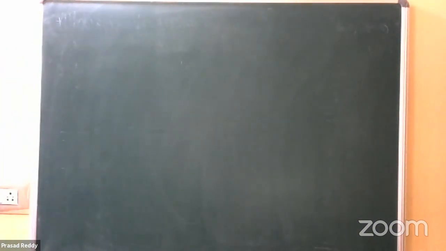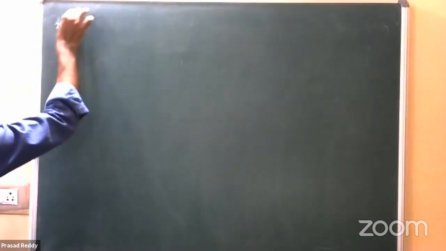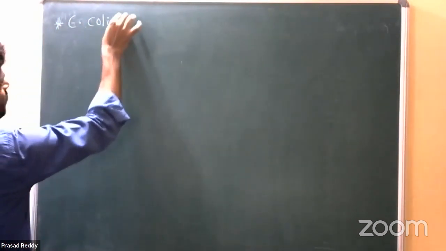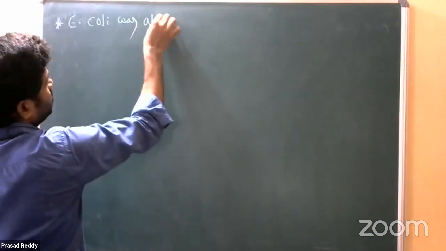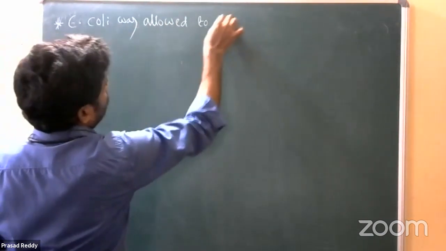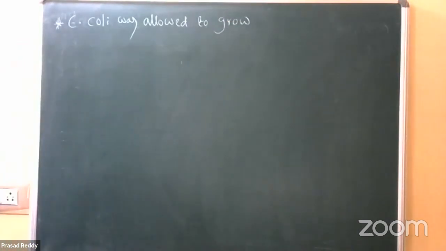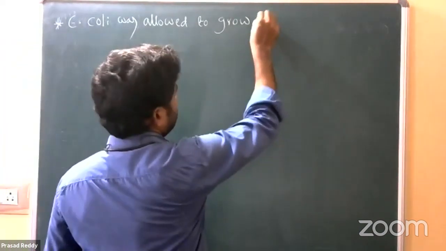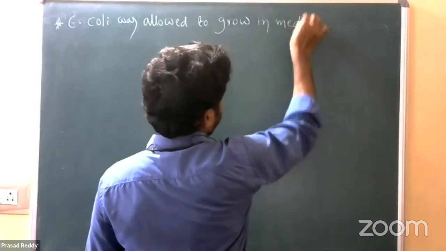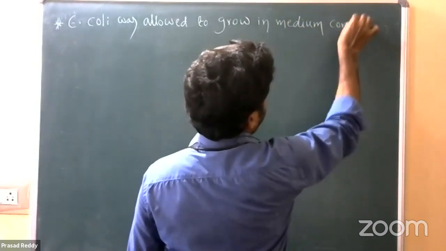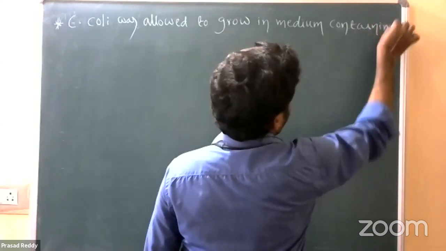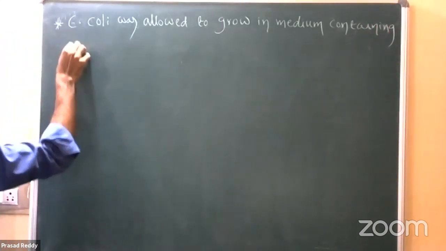So you can take another problem. E. coli was allowed to grow in a medium containing N15, heavy nitrogen.